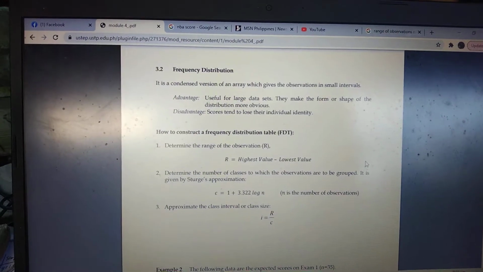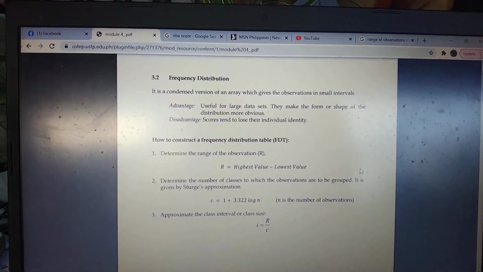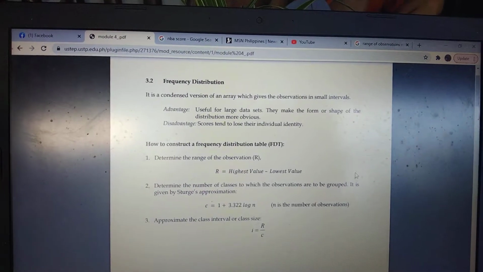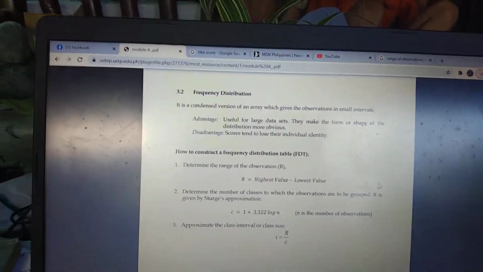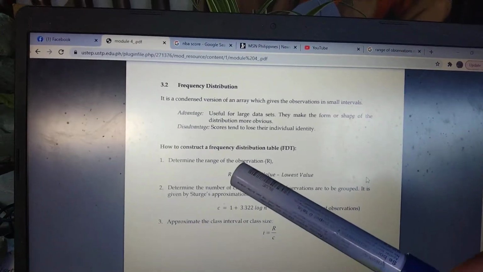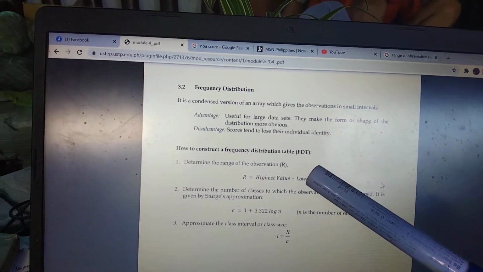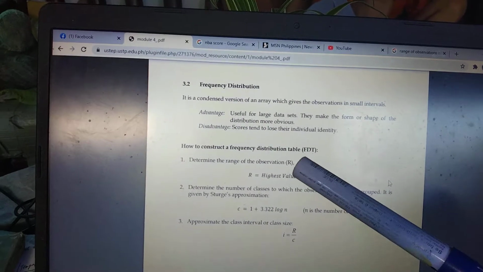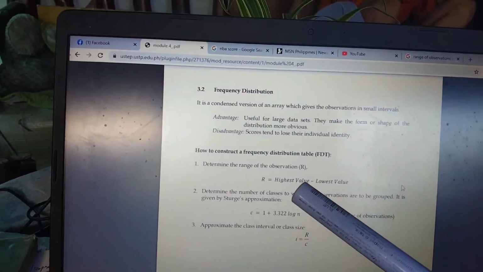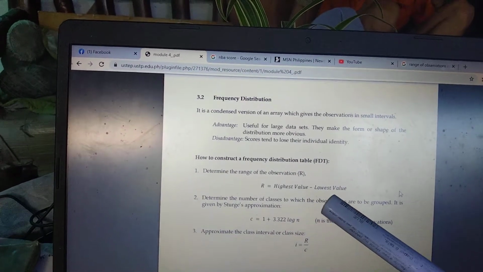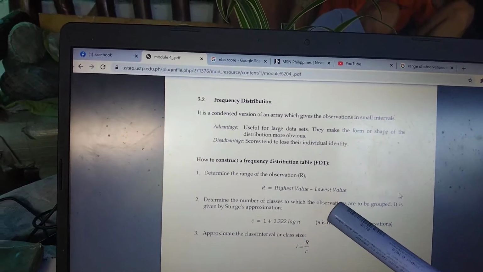Okay, so we are now on how to construct a frequency distribution. Now we have here its steps. Step 1 is to determine the range of the observation R, wherein our R here is simply equivalent to the highest value of the observation minus the lowest value of the observation.